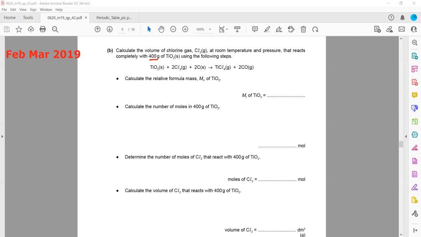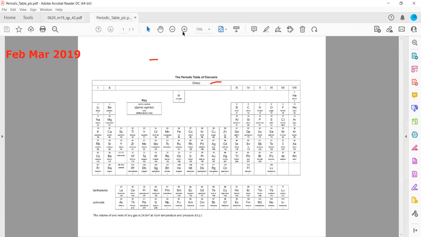In the first part, calculate the relative formula mass of titanium oxide. To calculate the relative formula mass of titanium oxide, we have to use a periodic table. So we'll use a periodic table to work out the mass of this titanium oxide. Here's the periodic table.